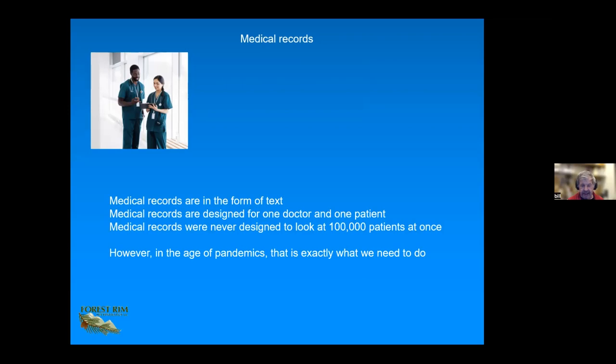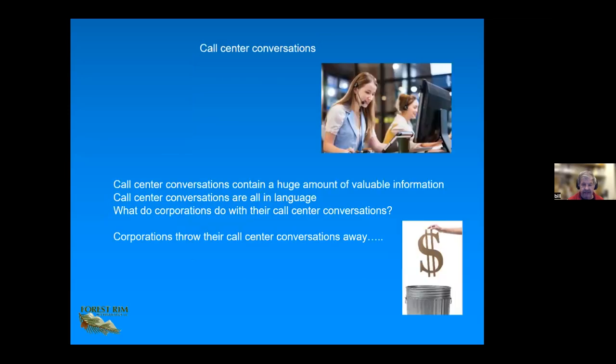In the day and age of pandemics, COVID and other things, that's exactly what we need to do: we need to be able to look at 100,000 medical records all at once, and we're not easily able to, because the text in the medical record is in the form of text. So that's one place where the world is missing the boat.